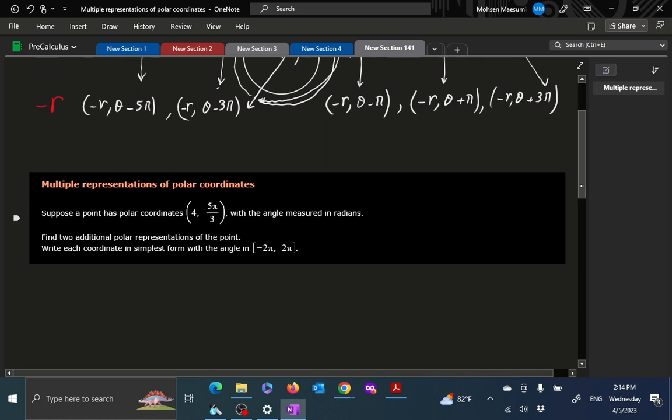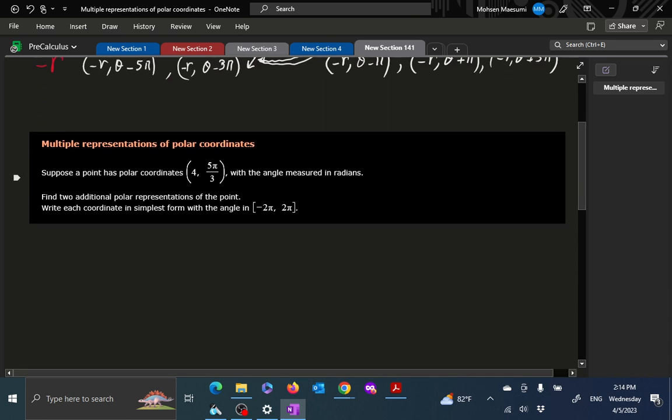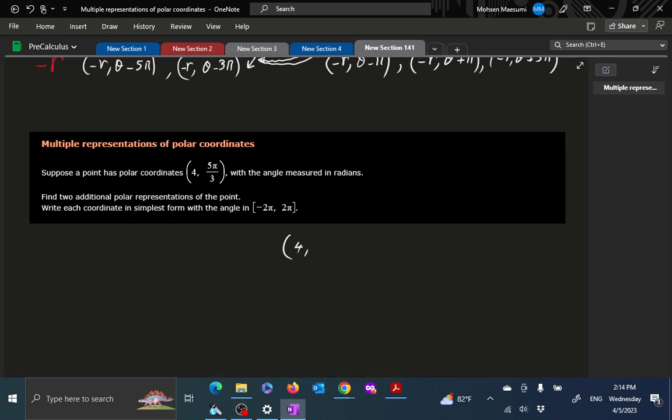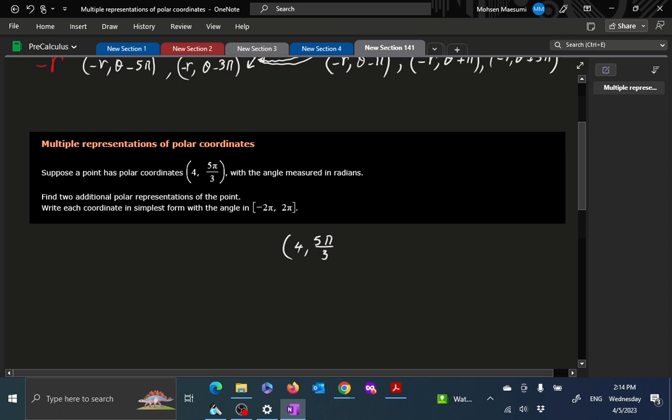So let's go ahead and see what we can do. We have our given location, which is (4, 5π/3). I can choose to go another 2π. So (4, 5π/3), I add the 2π to it, and then I can add more: (4, 5π/3), and now I can add 4π to it.